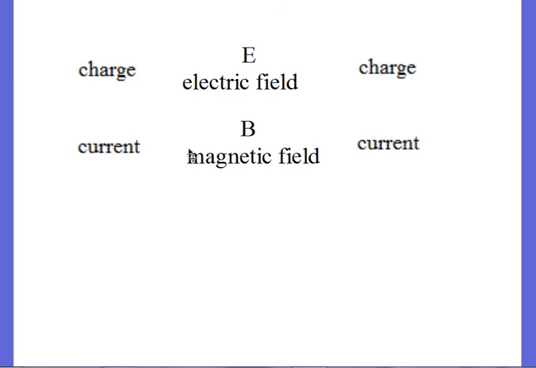If you have a current, it gives rise to a magnetic field, and that magnetic field will then exert a force on a second current. You may or may not recall the name Ørsted, the Dane who realized that when current flows, a magnetic field arises.